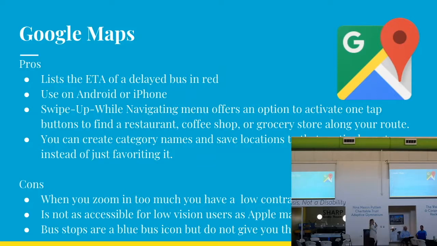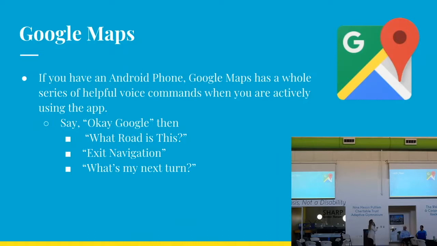And in Google Maps, you can see that there is a bus stop, but it's not named. You could see the street around it, though, and just kind of guess. And I think it's not as accessible as Apple Maps for a low vision user. And the bus stops are a blue bus icon, but I mentioned it doesn't give you the name.